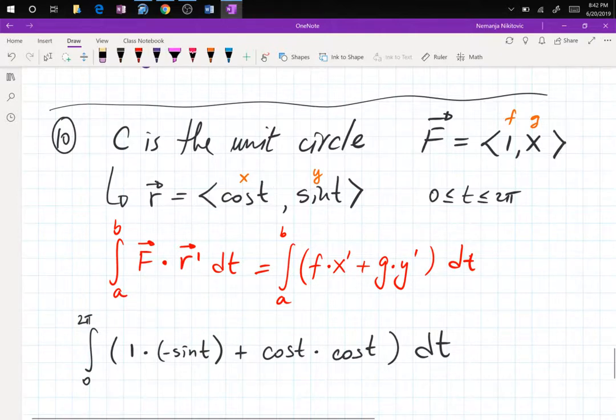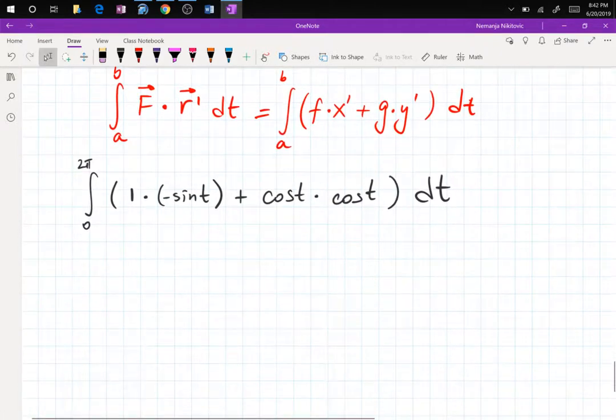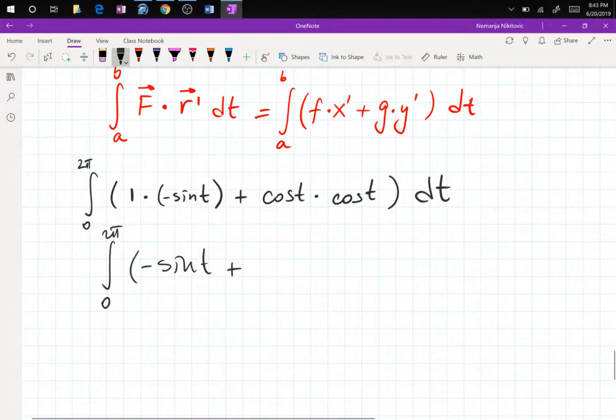All right, so now the integral from 0 to 2 pi of negative sine t plus cosine squared t, which is 1 plus cosine 2t over 2, dt, and that's problem 10. So now you can just integrate these expressions and be done.